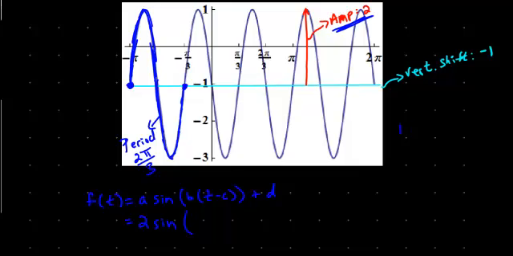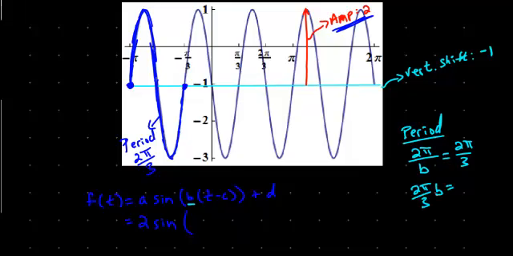Let me go in a different color. That blue's kind of, I can hardly see it. Let's go in a lighter blue. So we get our period. We always do 2 pi over that b, the coefficient of t, but we know that the period is 2 pi/3. So that's going to give me that b. So 2 pi/3 times b equals 2 pi. Now multiply both sides by 3 over 2 pi, and we get that b equals 3. So that term there is 3 times (t minus c).